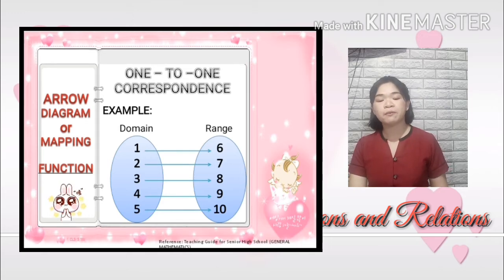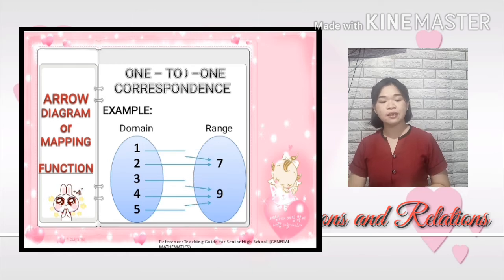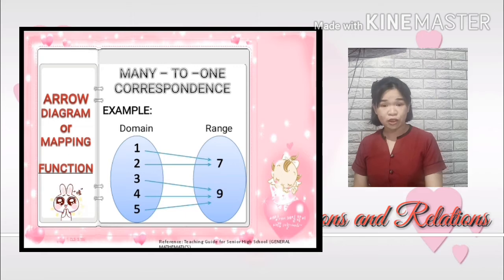However, when we say many-to-one correspondence, the range has been used twice or more for values of the x or the domain. That is why it is called many-to-one. For example, (1, 7), (2, 7), (3, 9), (4, 9), (5, 9). So the value of y has been used many times.